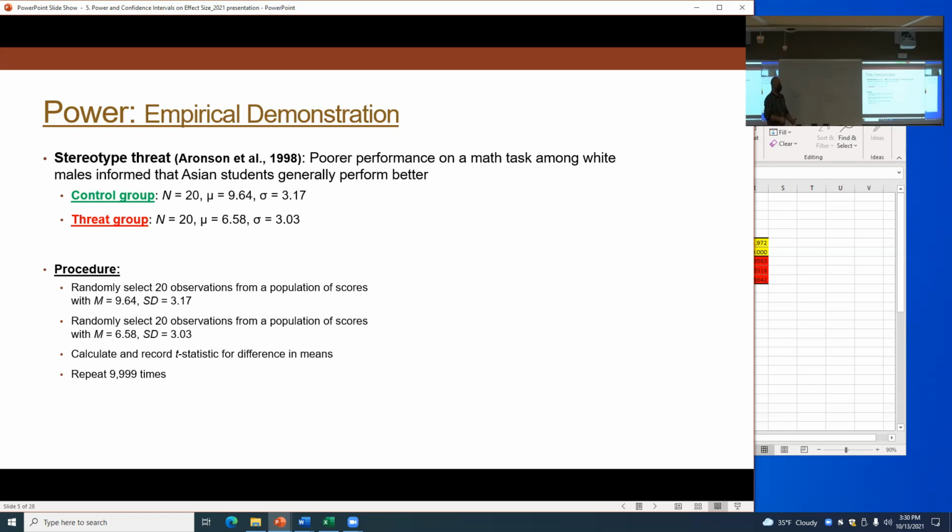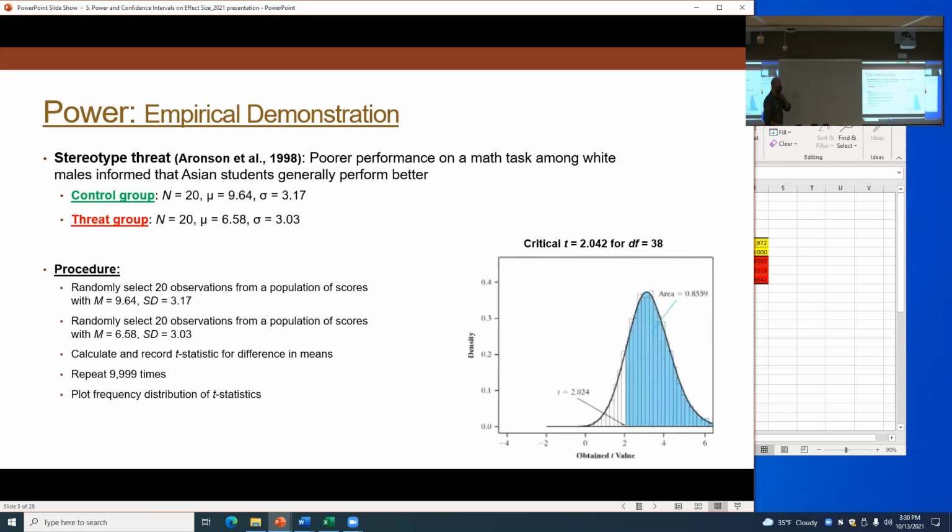If I were to do this over and over and over again, and I were to plot out these test statistics across these 10,000 replications, pulling from this population and this population, and I plot this out, what have I created here? Emily? A frequency is what? Yeah, a sampling. I've got a sampling distribution of t-scores, right?